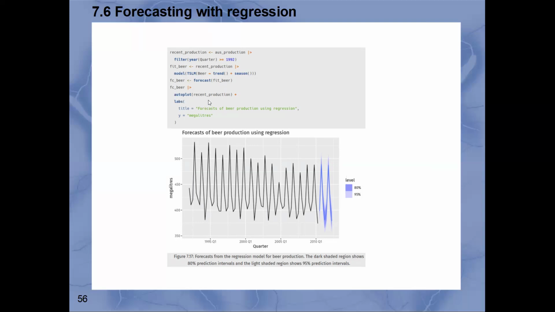And let's autoplot our recent production. And we have the forecast of beer production using regression in megaliters. So here's our training data to train the model. And here's what we use to predict using the model. Once again, you can see there's a thin blue line that runs through here. And then our 80% level and our 90% level are shown in these two colors.